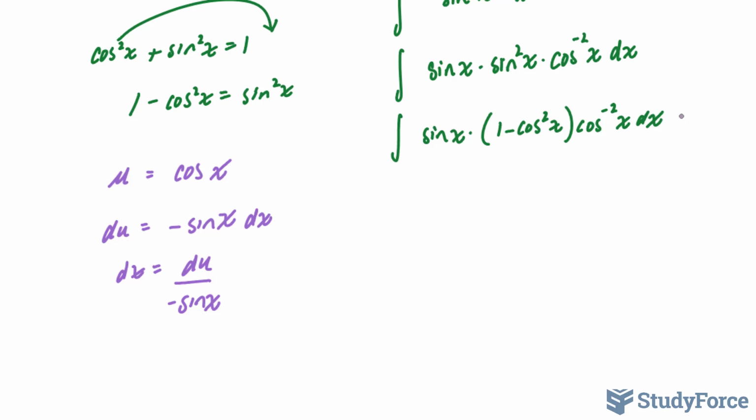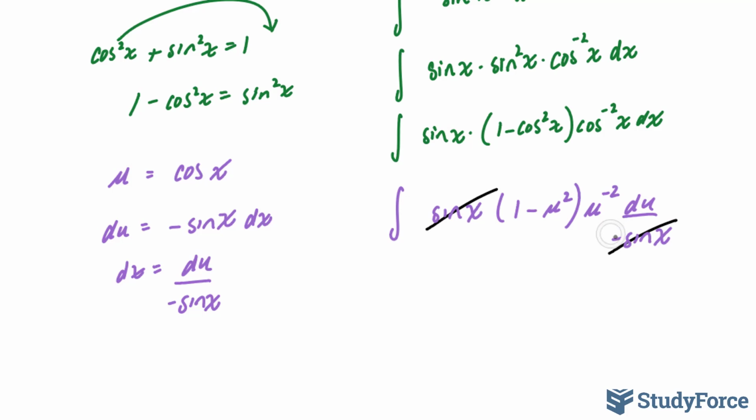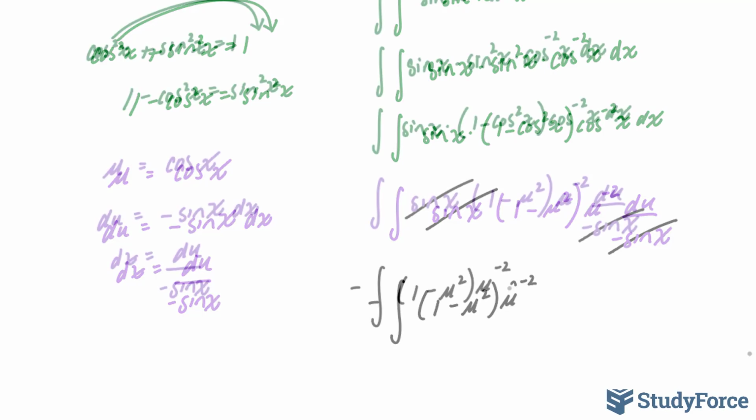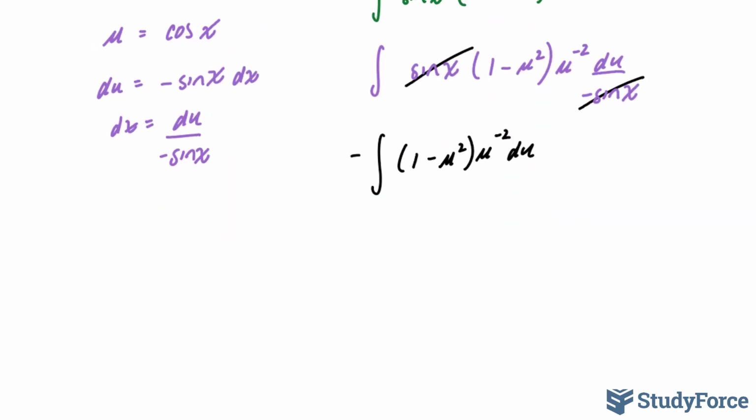So I'm going to rewrite this now in terms of u and du. We have sine x, that hasn't changed, bracket 1 minus u to the power of 2, u to the power of negative 2, and this becomes du over negative sine x. This cancels out, and this negative will be pulled outside of the integral, where we have bracket 1 minus u to the power of 2, u to the power of negative 2, du. We still haven't taken the integral yet.